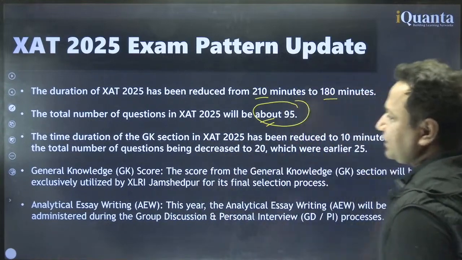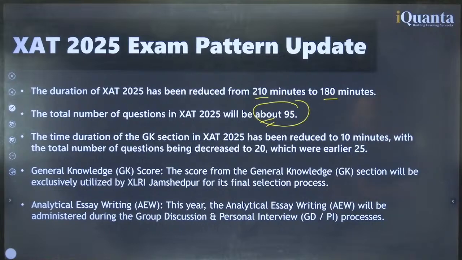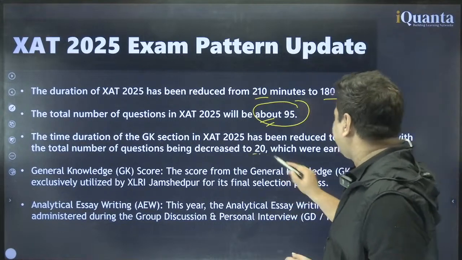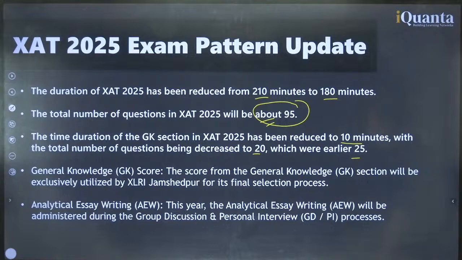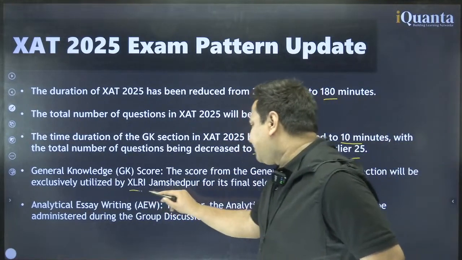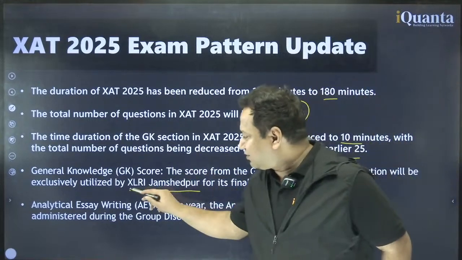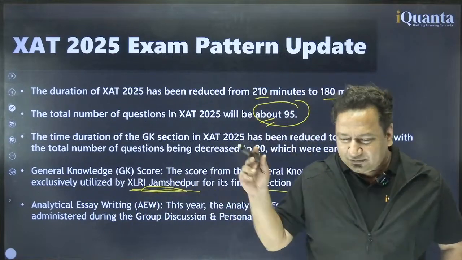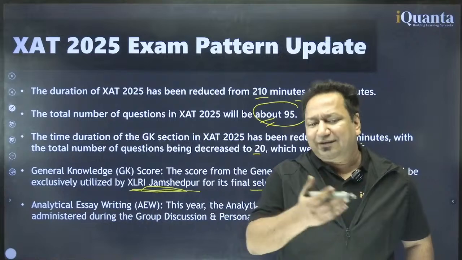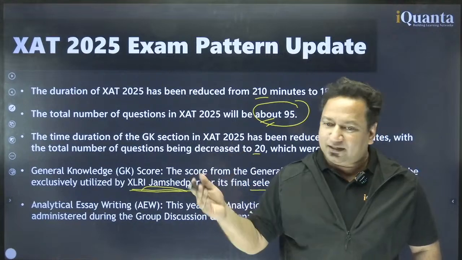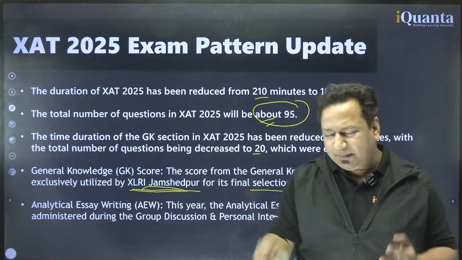So the time duration of the GK section in XAT has been reduced to 10 minutes, with the number of questions decreased to 20, which were earlier 25. Then comes the GK score. The score from the GK section will be exclusively utilized by XLRI Jamshedpur for its final selection process. So that is why I was talking a lot about XLRI. We'll have a series of sessions on GK questions after this, increasing the frequency and going full throttle after CAT, of course.